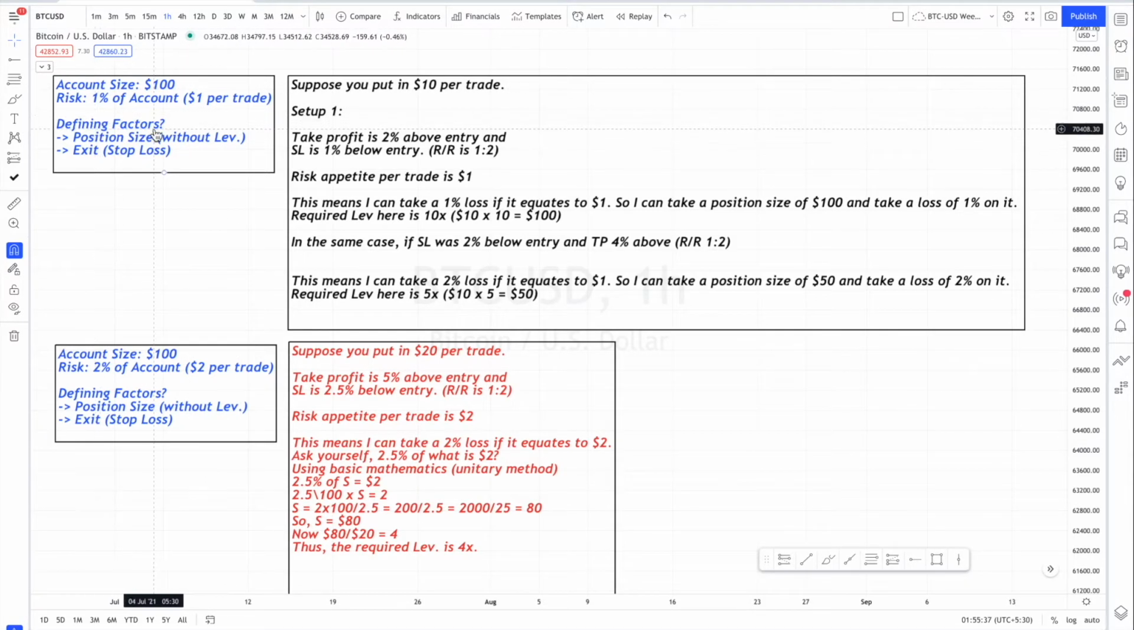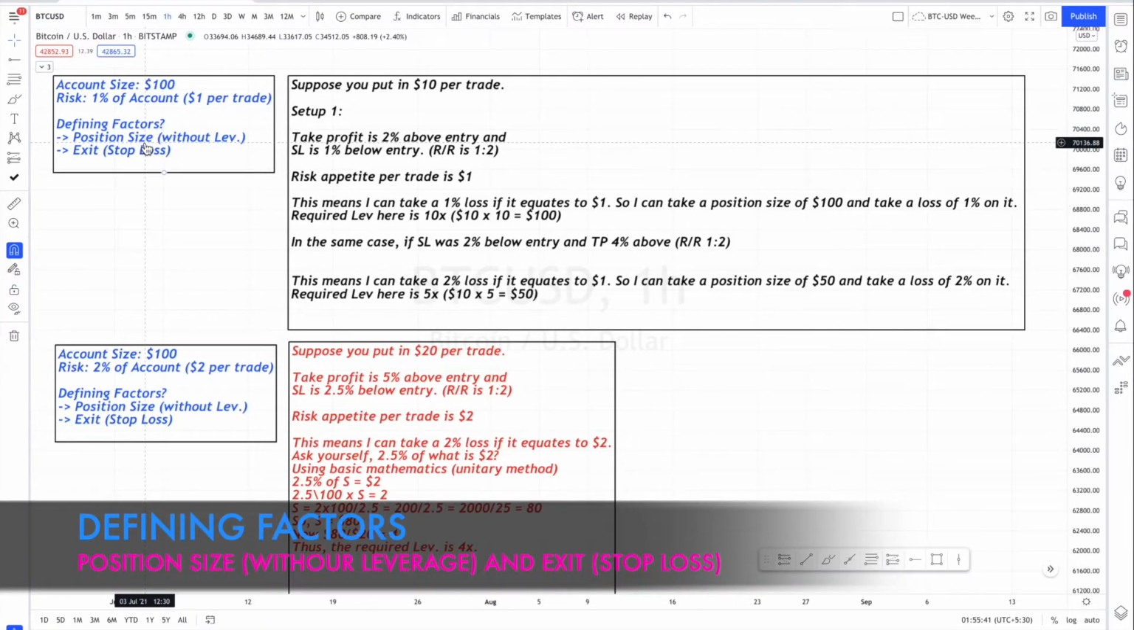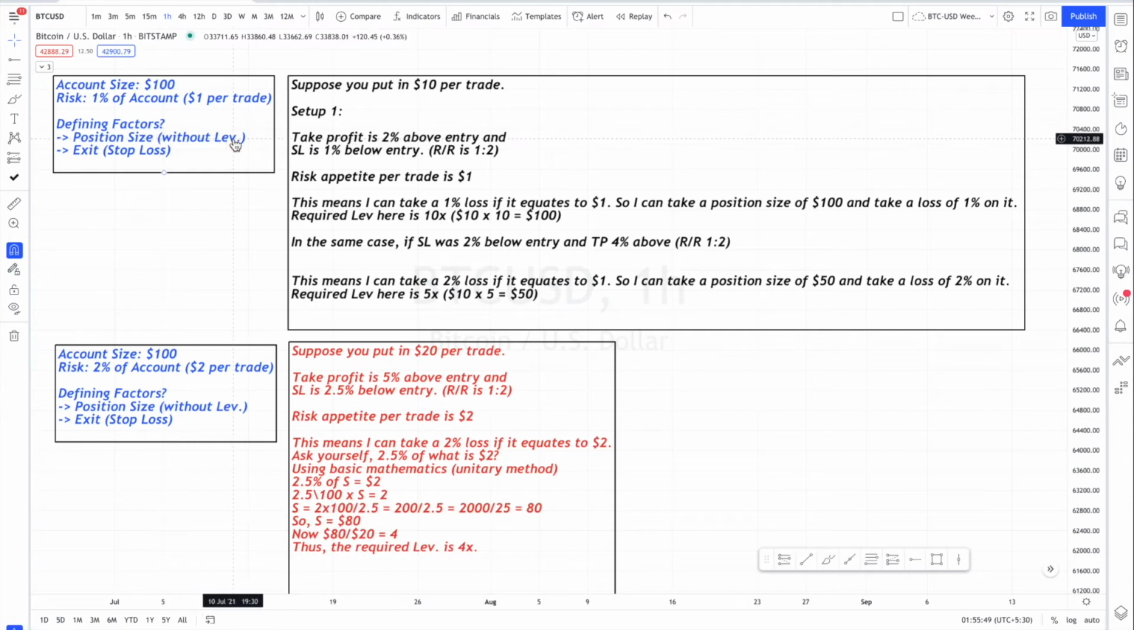So what are the defining factors to know the right leverage? First is your position size, that is without leverage, and then your exit or your stop loss. So we already know our position size without leverage here. Okay, so suppose you put in $10 per trade. So let us have a look at setup number 1. You take entry in a trade where your take profit is 2% above your entry price and your stop loss is 1% below your entry price.